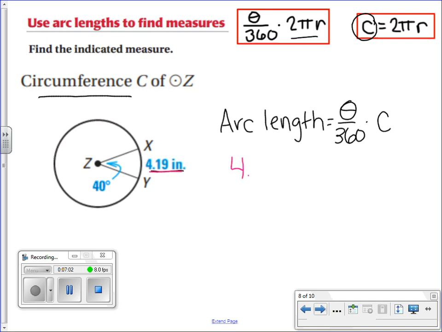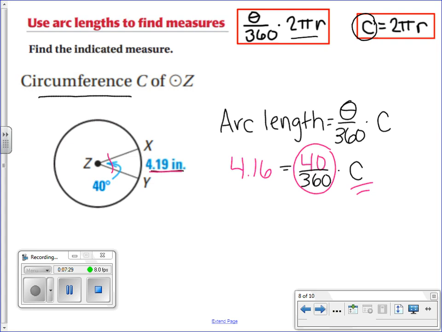So 4.19 is equal to, my degree measure here is 40 degrees. So I'm going to write that here. Divide by 360 times c. C is what we are searching for, or what we are trying to find. Remember, 40 divided by 360 is just a number.